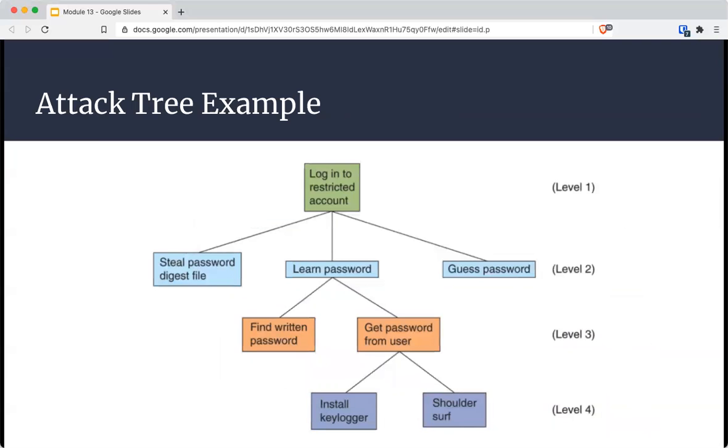Another example of this would be logging into a restricted account. That could be by stealing the password digest file, like the SAM file in Windows. It could be guessing the password, because maybe the person who has this restricted account is using a stupid password that is known to the world and we just have to brute force it. Or we could learn it by shoulder surfing, by visiting the site, by, you know, however it means to find the written password or get it from the user.